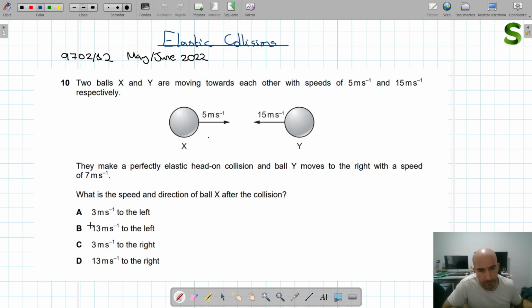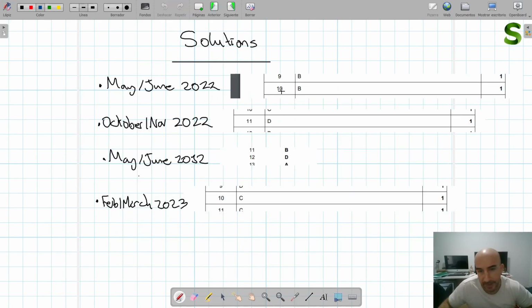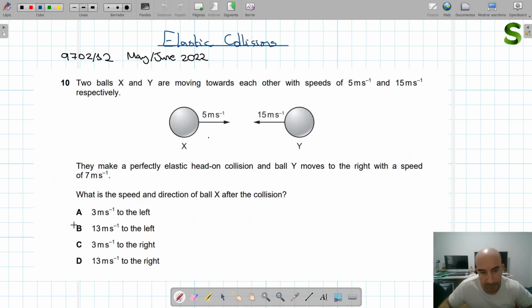So the solution would be B, 13 meters per second to the left, this one over here. And we can go to the solutions, and the marking scheme says 10B, which is the one that we've chosen. So that's the correct answer.